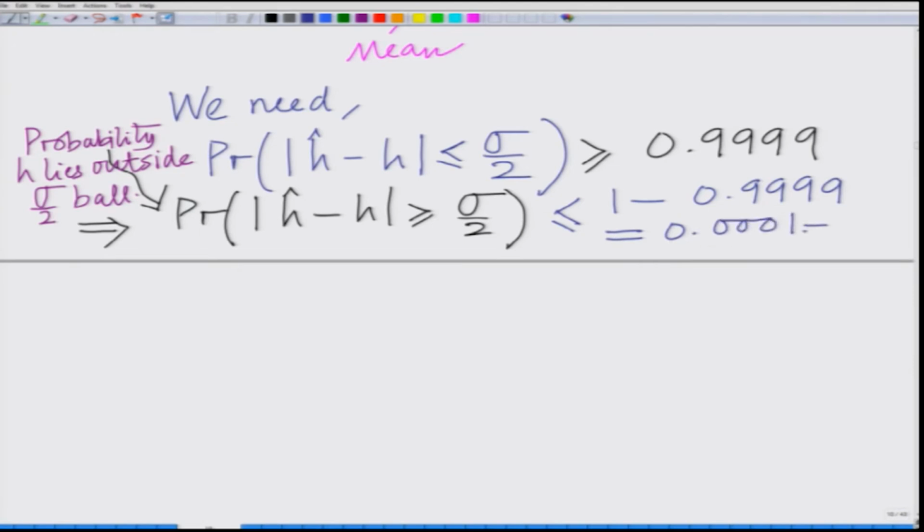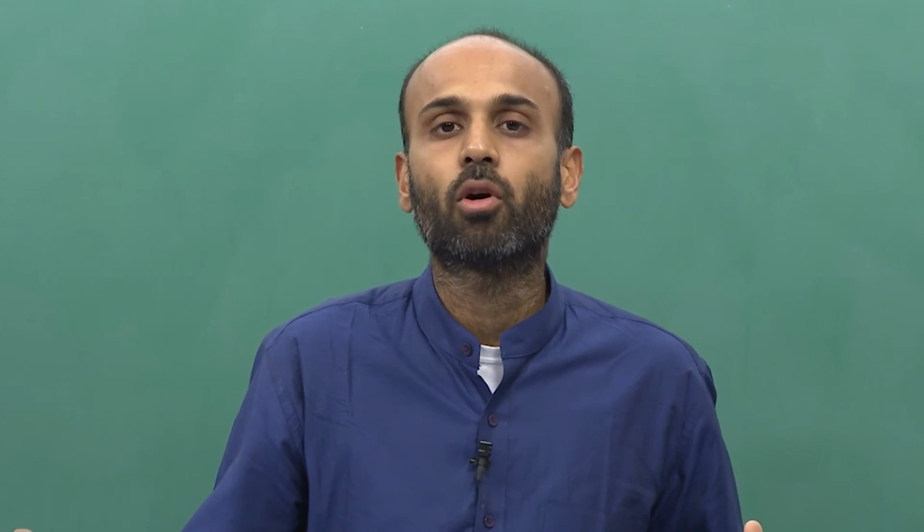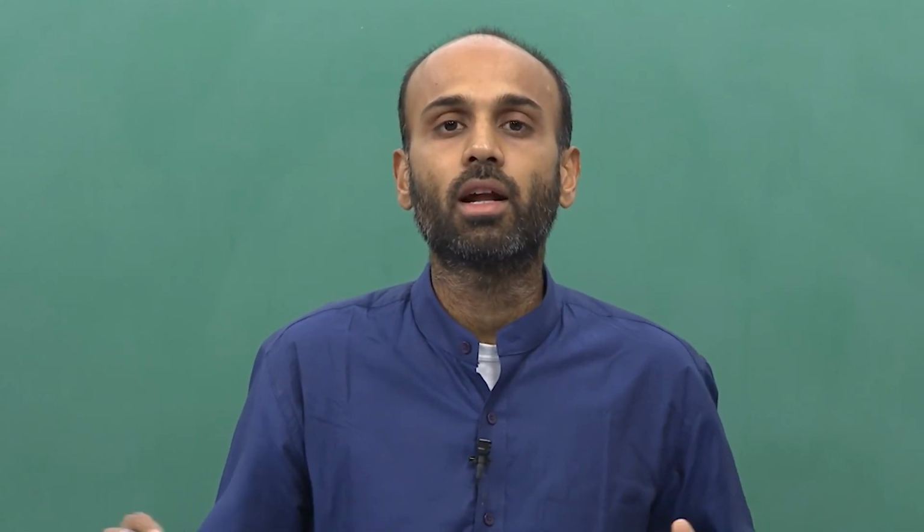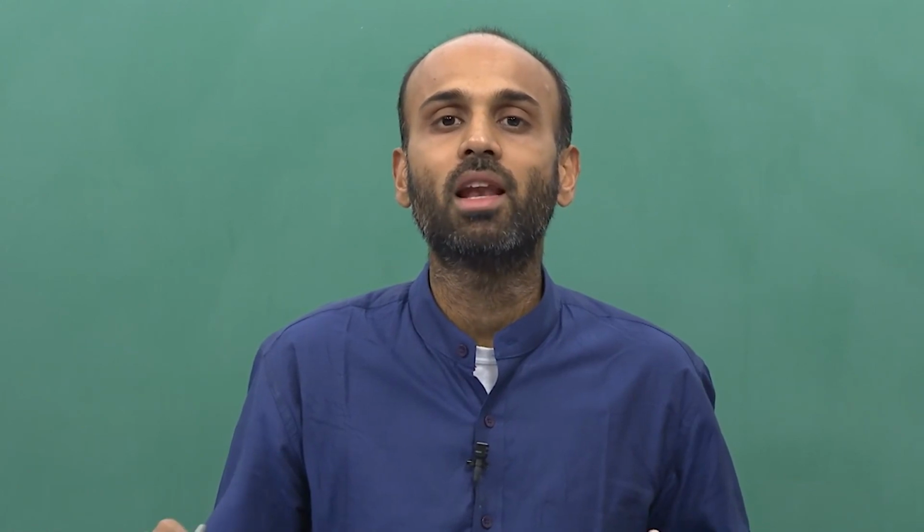That is basically your 10 to the power of minus 4, and that is also very simple to understand, because what we are saying is that the probability that it lies inside the sigma by 2 ball has to be greater than or equal to 0.9999, which means the probability that it lies outside this ball has to be less than or equal to 1 minus 0.9999, which is basically 10 to the power of minus 4.